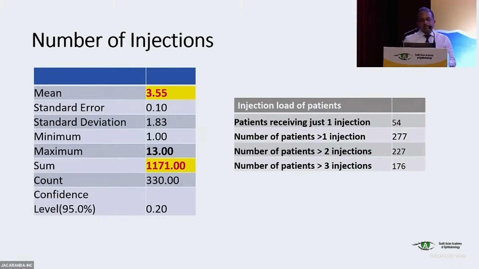Now, this was again important data: the mean number of injections given to these 331 eyes in this 2-year period was 3.55. A total of 1171 injections were given. And you see many patients have received more than one injection. 277 patients received more than one injection, and 176 patients have received more than 3 injections. So that means they were fairly well exposed to this drug.